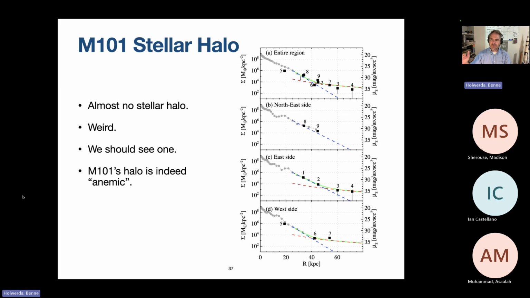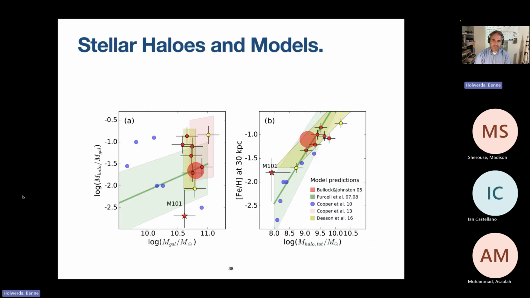That red-green line is where you expect the stellar halo to contribute. So there is a little bit. If I look at just the disk, that's the dashed blue line. So it's not just the disk, but there is only very little extra as far as the amount of additional light, so how much halo there is. And so M101's halo: that galaxy does in fact have an anemic, underperforming halo.